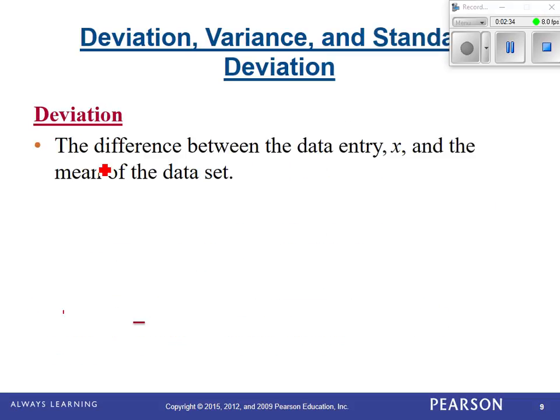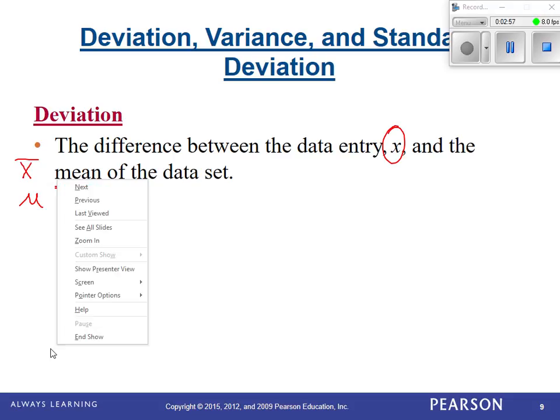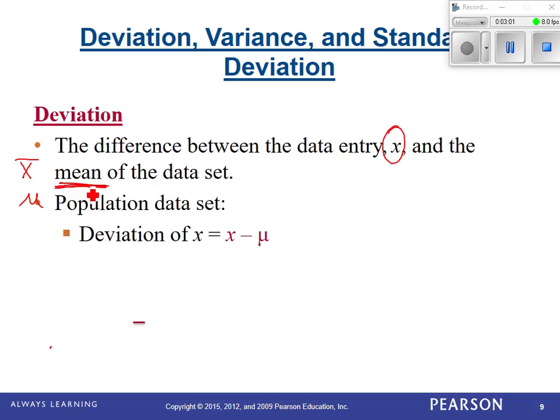Deviation is the difference between the data entry, which we're always going to term as X, and the mean. Remember, last time we talked about the mean. It could be X bar if you're dealing with the sample mean. It could be mu if you're dealing with the population mean. So you've got to know the difference between those two. X bar is for sample, mu is for population. So for the population, you just do X minus mu.